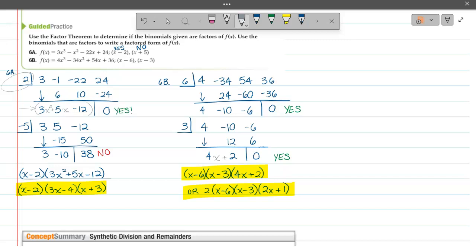The second one, they were both factors, so we simply write each factor plus the remaining factor. This is a good answer, but if you want to factor that binomial further using the GCF, you can pull a 2 out front, leaving behind a 2x plus 1.